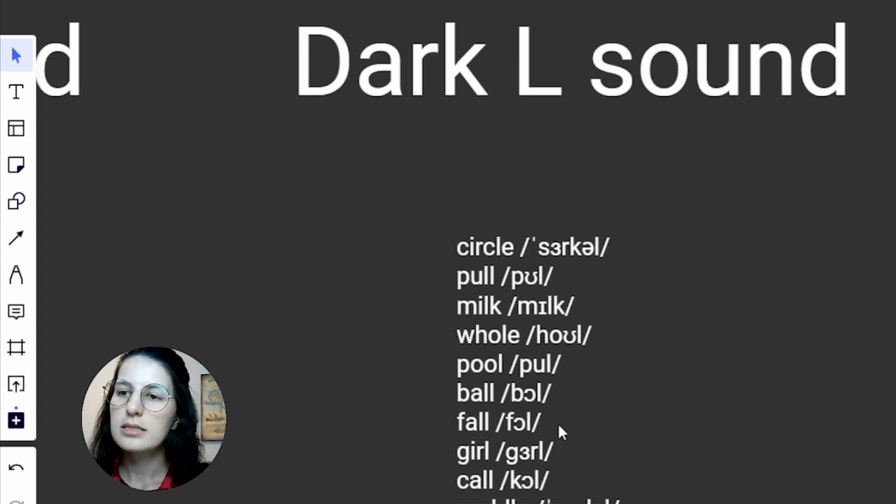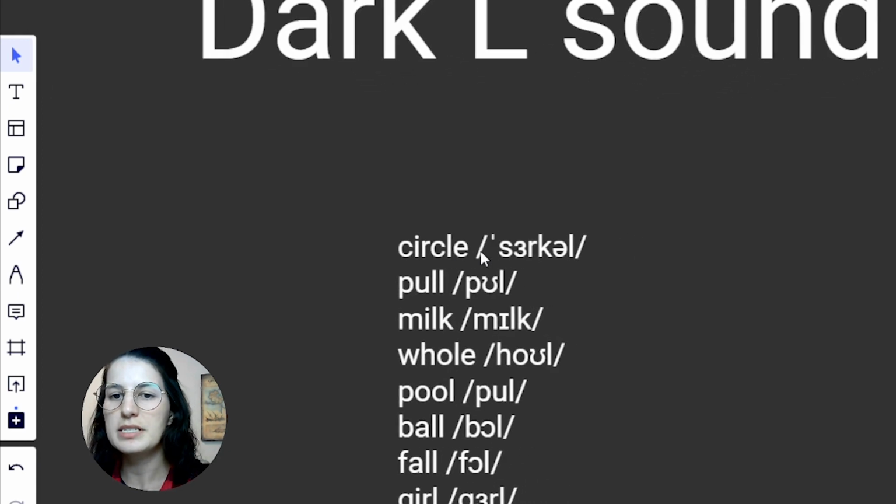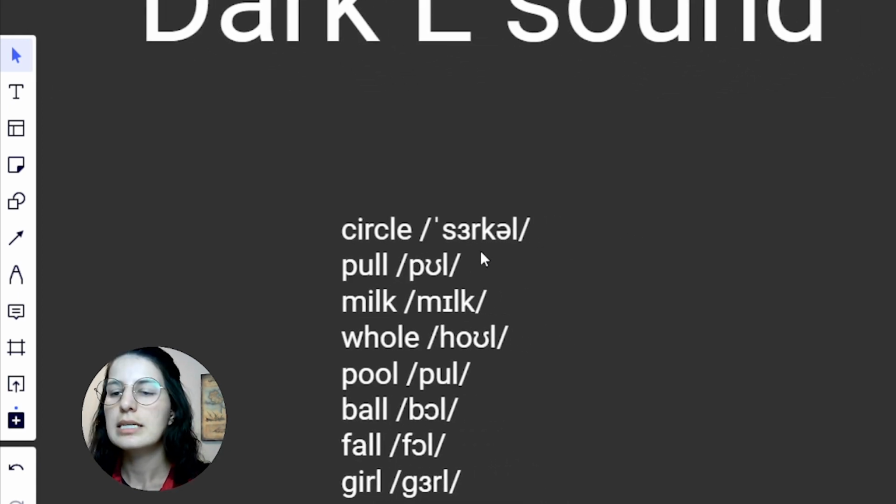Usually, the dark L sound comes at the end of a word. Okay? So it's very important to pronounce because we tend to pronounce these words as in u. And that is not the most accurate pronunciation. Let's take the first word here, which is circle. Circle. You can hear the dark L sound in my throat.